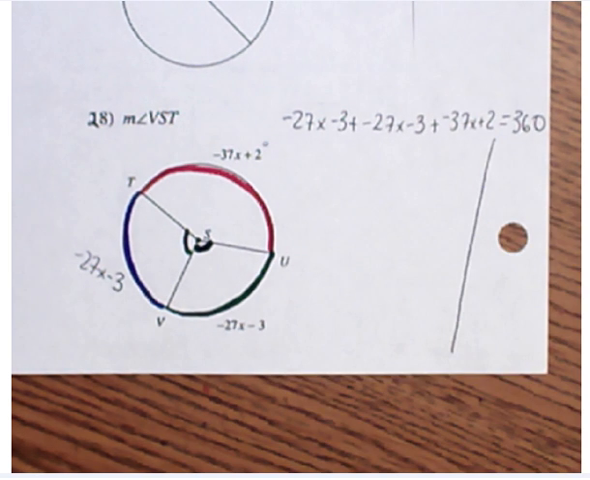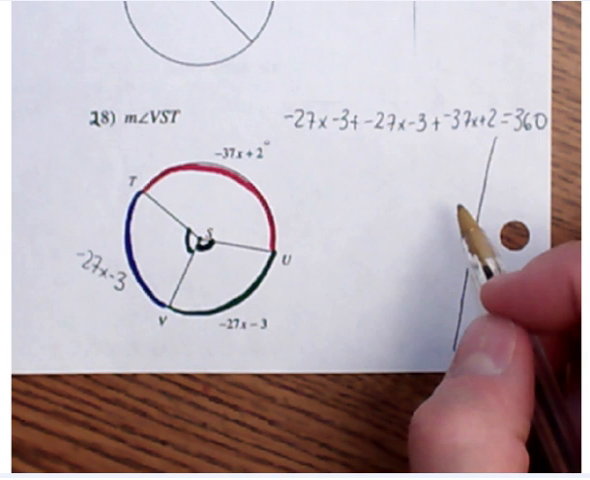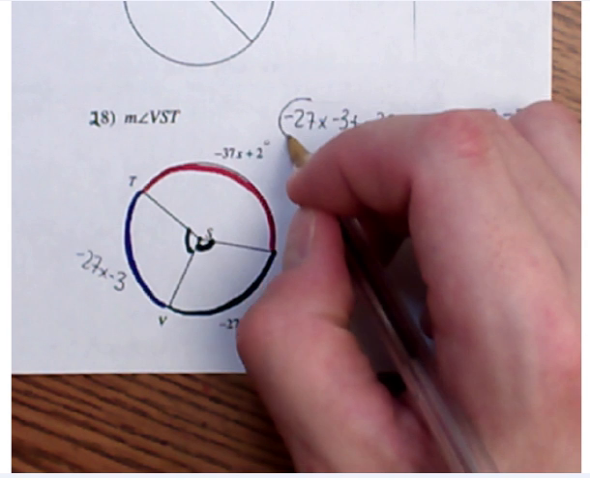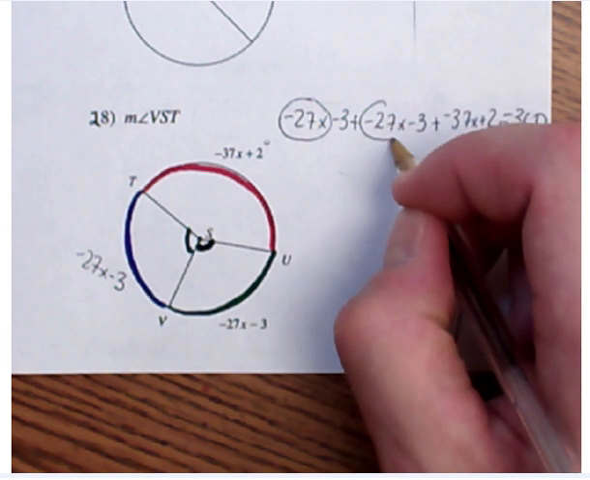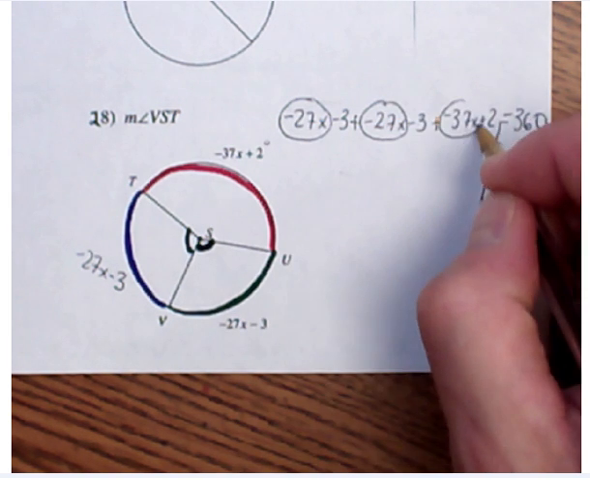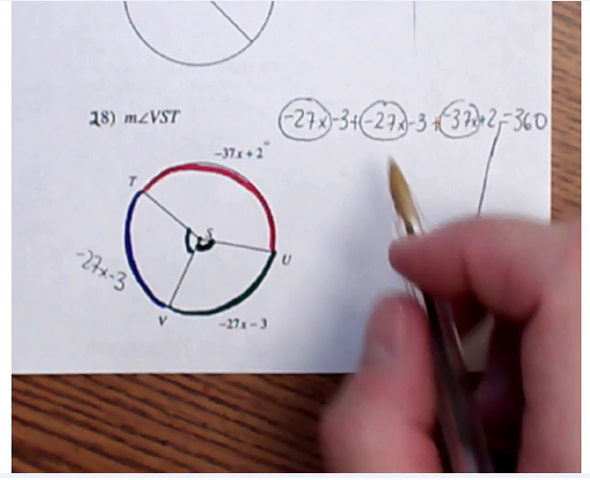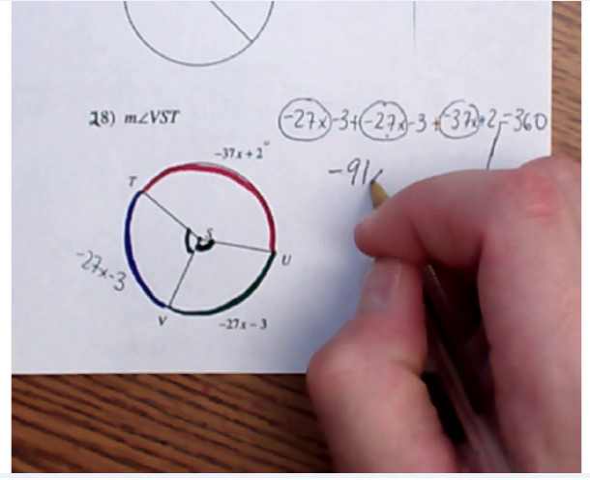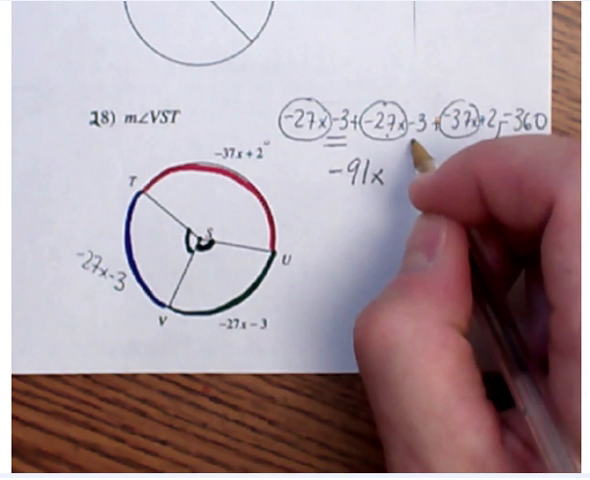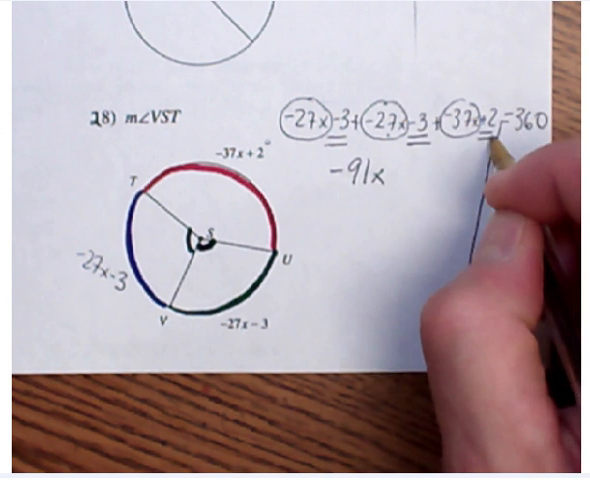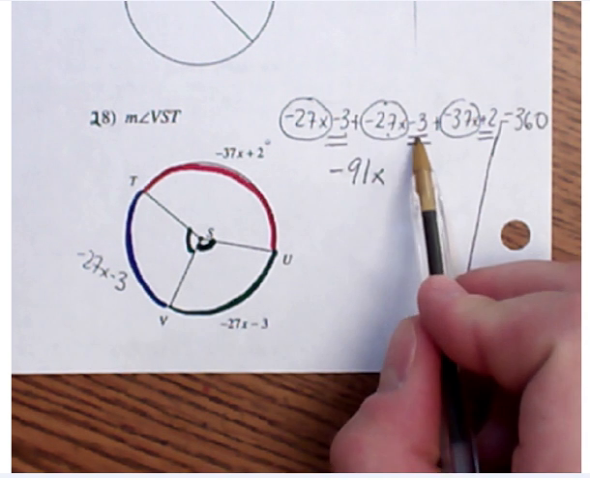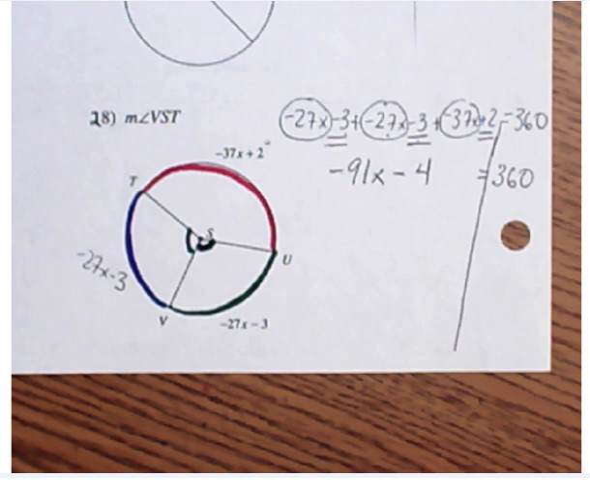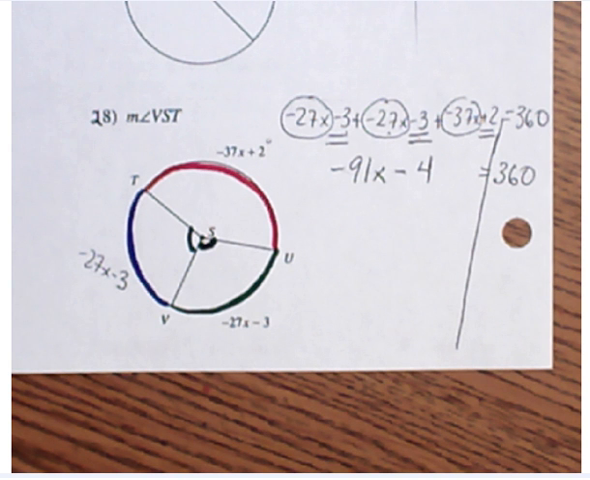Let's go ahead and simplify it. Let's combine all the like terms. Now, on the left side of the equation, let's put all the x's together. Negative 27x, negative 27x, negative 37x. Now, if we add that up, we get negative 54x minus 37x, negative 91x. Then you have minus 3 plus 2. So that's negative 3 minus 3 is negative 6, plus 2 is minus 4, equals 360. Okay, now that equation is a lot easier.